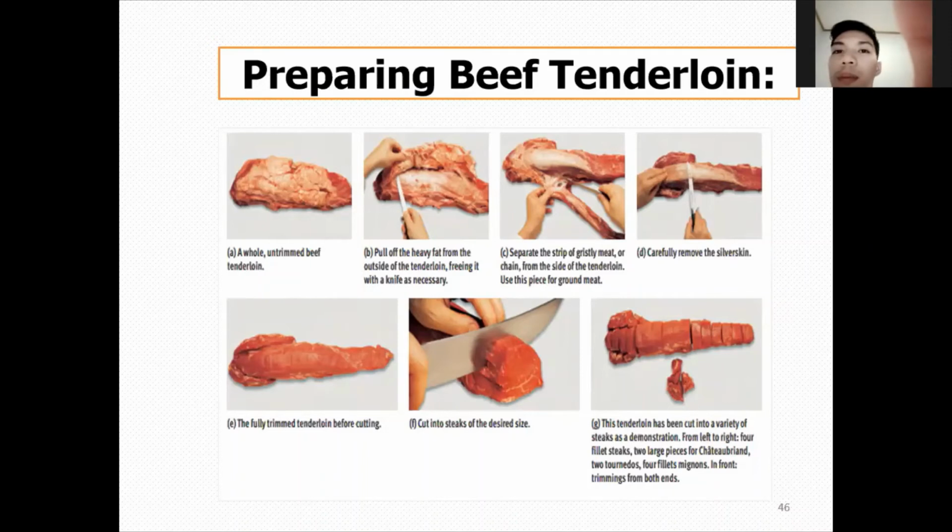Carefully remove the silver skin. Next, the fully trimmed tenderloin before cutting. Cut into steaks. This tenderloin has been cut into a variety of steaks as a demonstration. From left to right: 4 filet steaks, 2 large pieces of Chateaubriand, 2 tornadoes, 4 filet mignons in front, and trimmings from both ends.